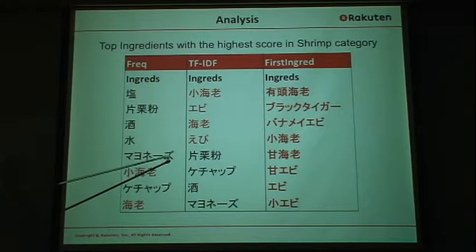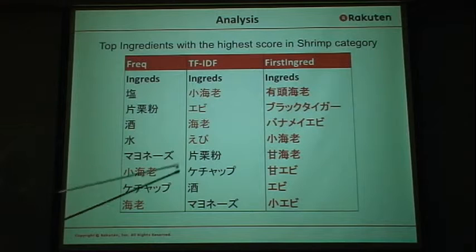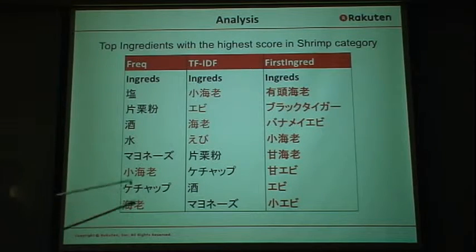However, the potato starch, ketchup, and mayonnaise also obtain high scores. This is because many Japanese recipes for shrimp are ebichiri or ebimayo. So these ingredients frequently appear in the shrimp category, but they are not related to shrimp.